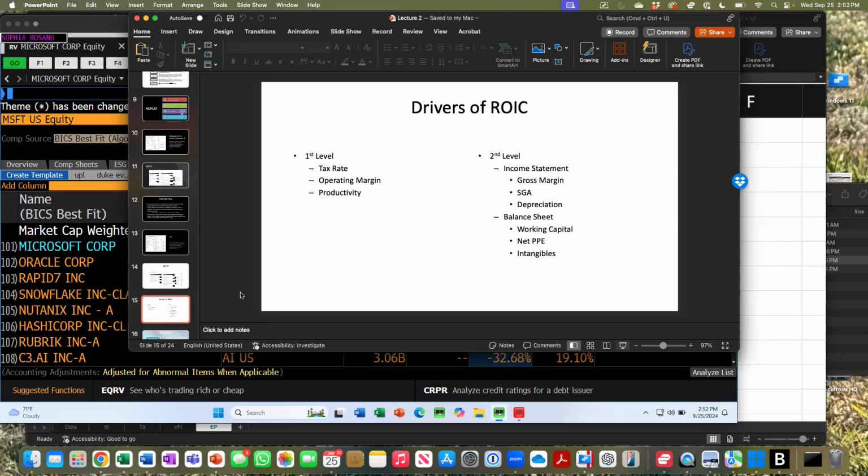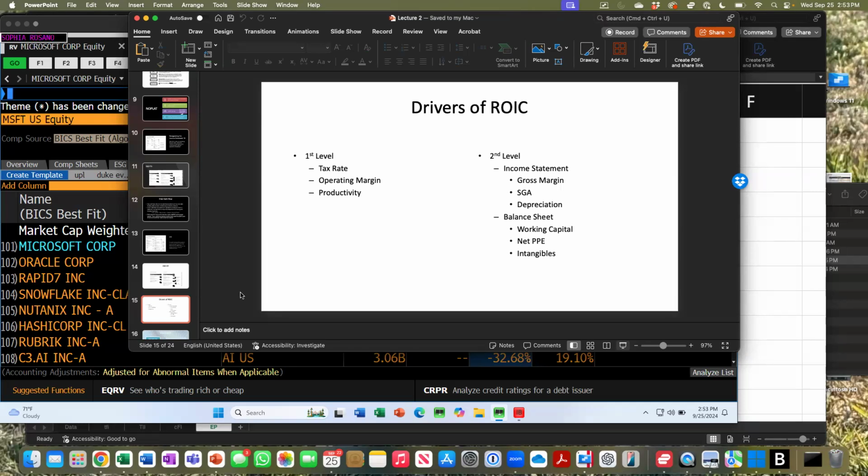Okay. So when we analyze ROIC, there are 3 things that drive operating ROIC: tax rate, margin, productivity. Those are called the first level drivers. Those 3 things will explain the change of ROIC of any company. We'll then do second level drivers. What drives margin? Well, that's the income statement. Gross margin, SG&A, depreciation. What drives productivity? That's the balance sheet. That's working capital, PP&E, and the intangibles. So we'll look at the drivers of changes in ROIC over time.